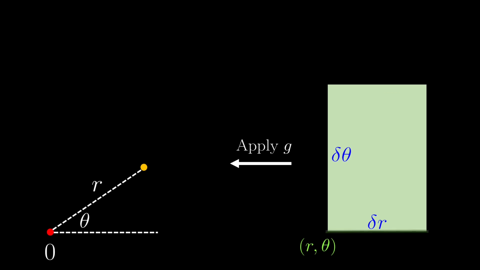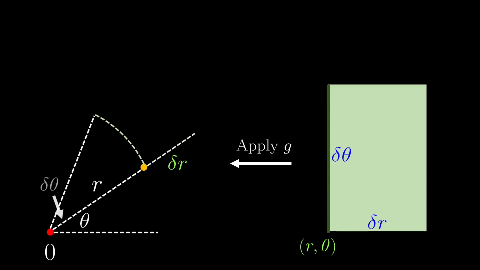The bottom edge of the rectangle has theta stay fixed, and so it is mapped to a sort of extension of the line from the origin. The length of this extension is simply delta r. What about the left edge of the rectangle? It has r stay fixed, so it should map to a circular arc. The change in angle is delta theta, so the length of this circular arc is r delta theta.